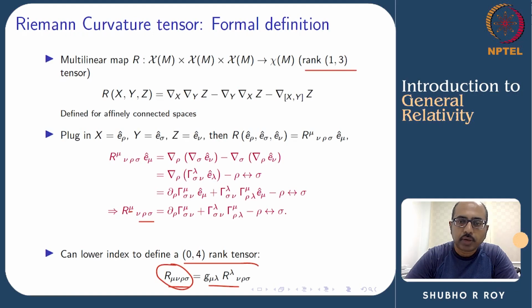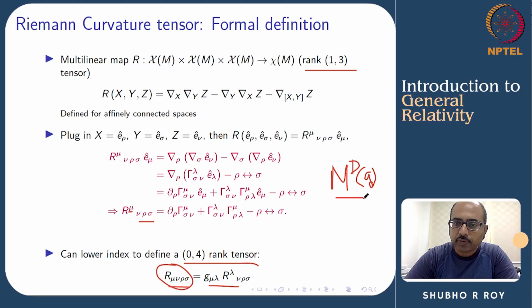Now let's look at some of the properties of the Riemann tensor. Naively speaking, you might think that the Riemann tensor has four indices. Let's say we are in d-dimensional spacetime, so we are in a manifold which has d dimensions, and let's say we have a metric g.